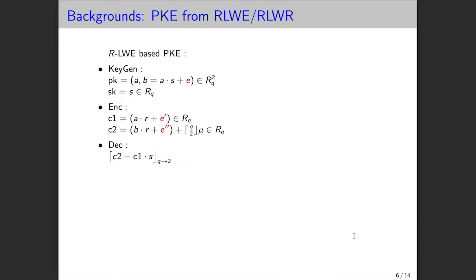Let's recap some encryption schemes based on RLWE and RLWR. In the RLWE scheme, on the left, which is very simple, the PK is an RLWE sample, and the SK is S, the secret of the RLWE. In the encryption procedure, there are two ciphertexts, C1 and C2. C1 is very similar to the RLWE sample, and C2 is also an RLWE sample, but B is from the previous RLWE sample. In the decryption procedure, we just compute C2 minus C1 times secret S and round to the 2.